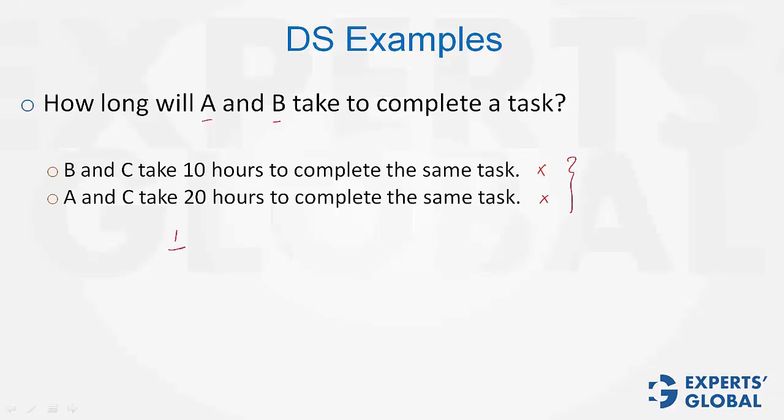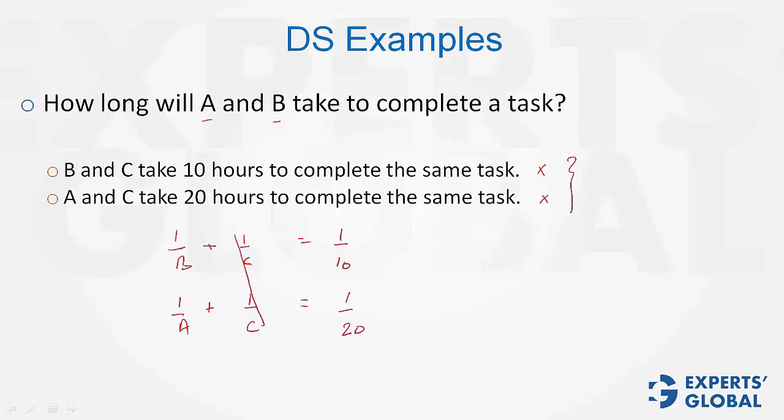From statement 1, we get 1/B + 1/C = 1/10. From statement 2, we get 1/A + 1/C = 1/20. Now, if we try eliminating C to get an equation in 1/A + 1/B, that won't be possible because when you subtract the two equations, this would get canceled.